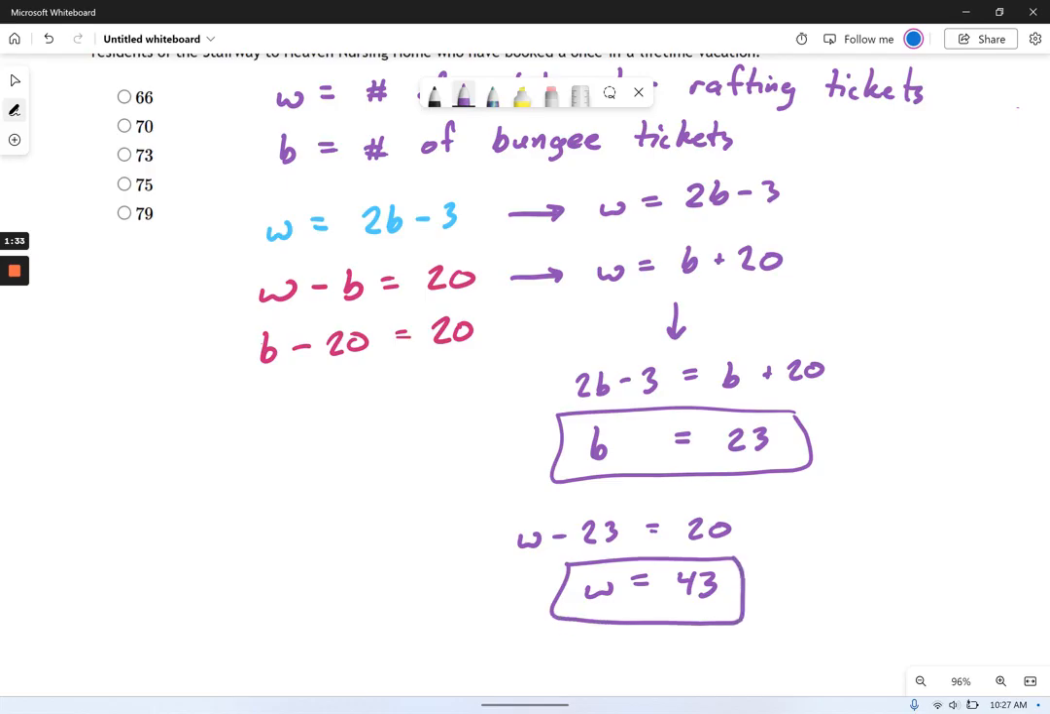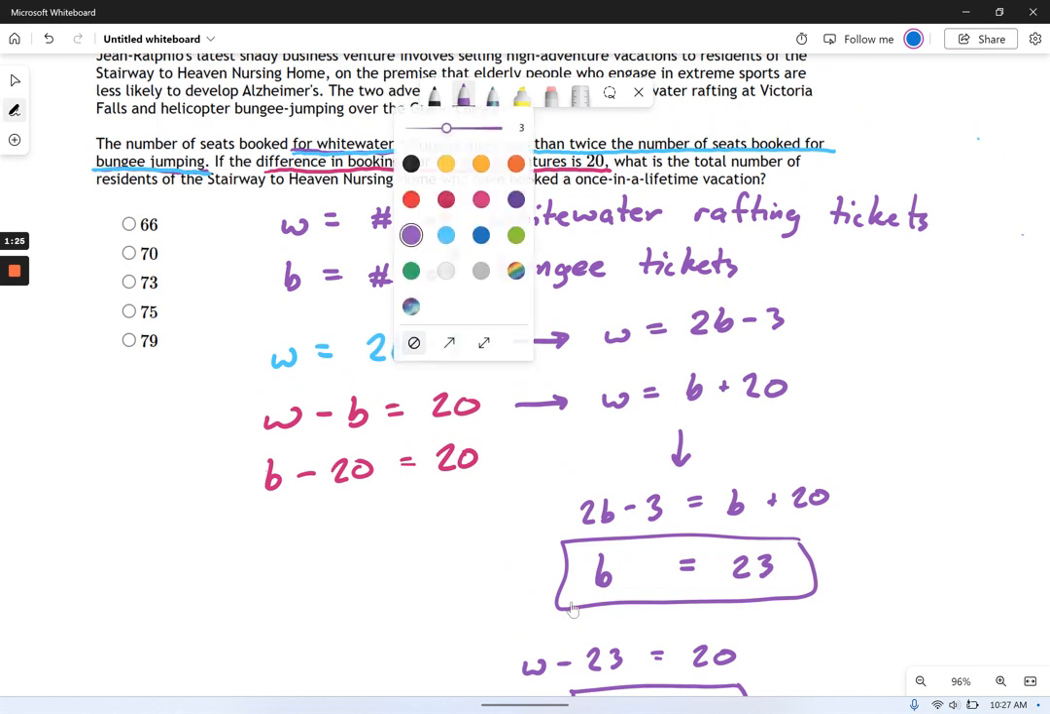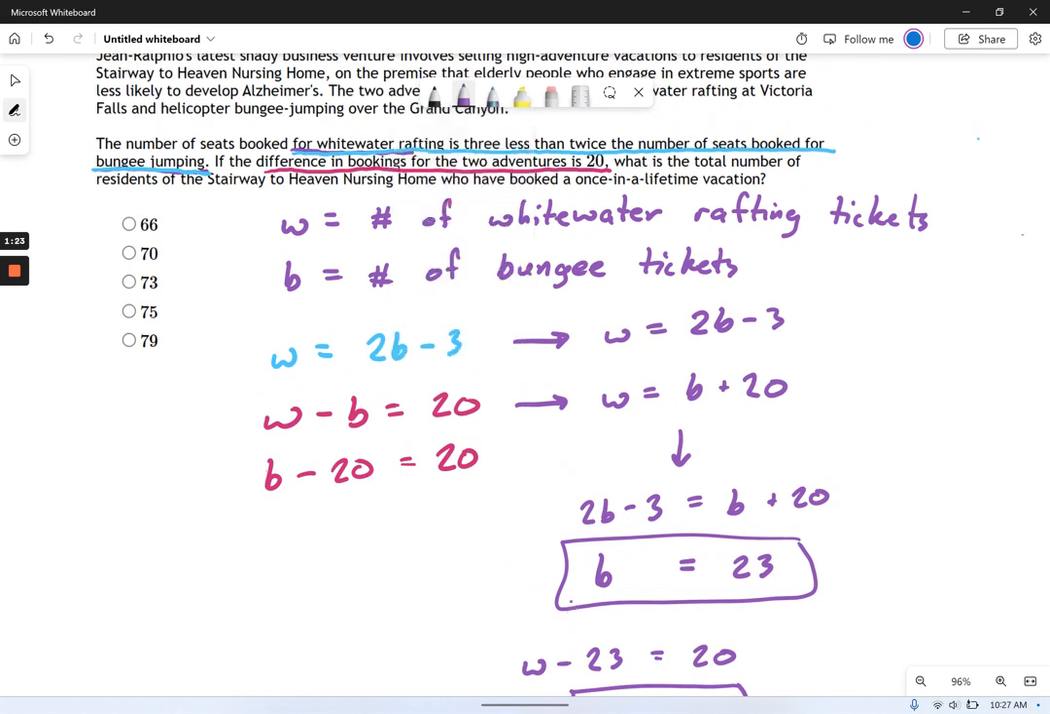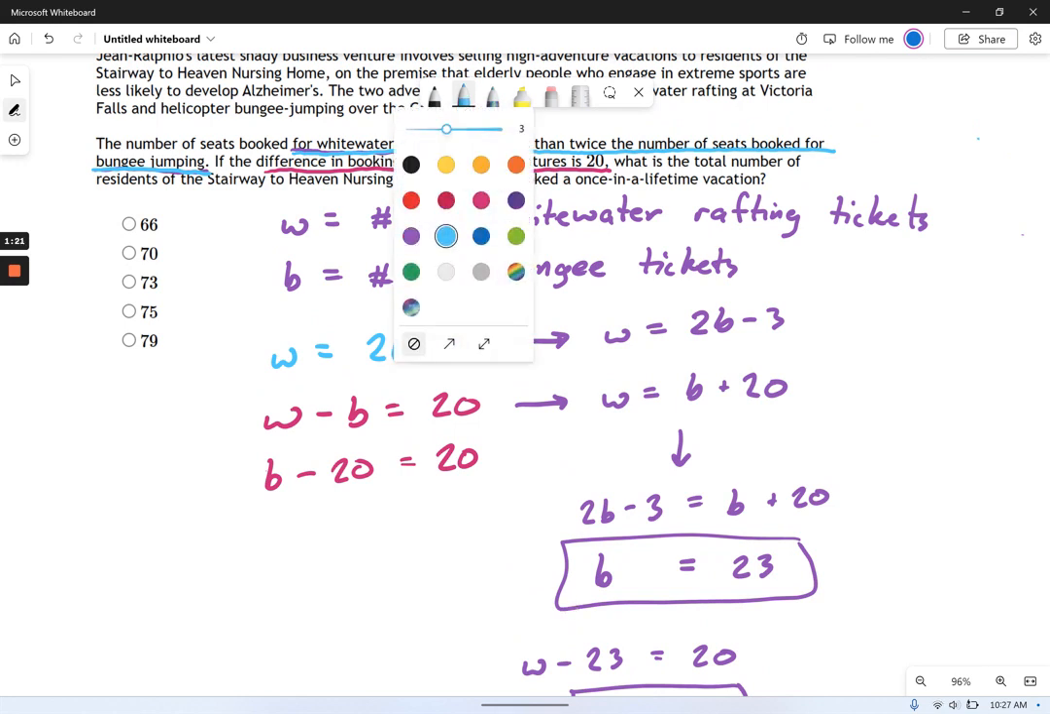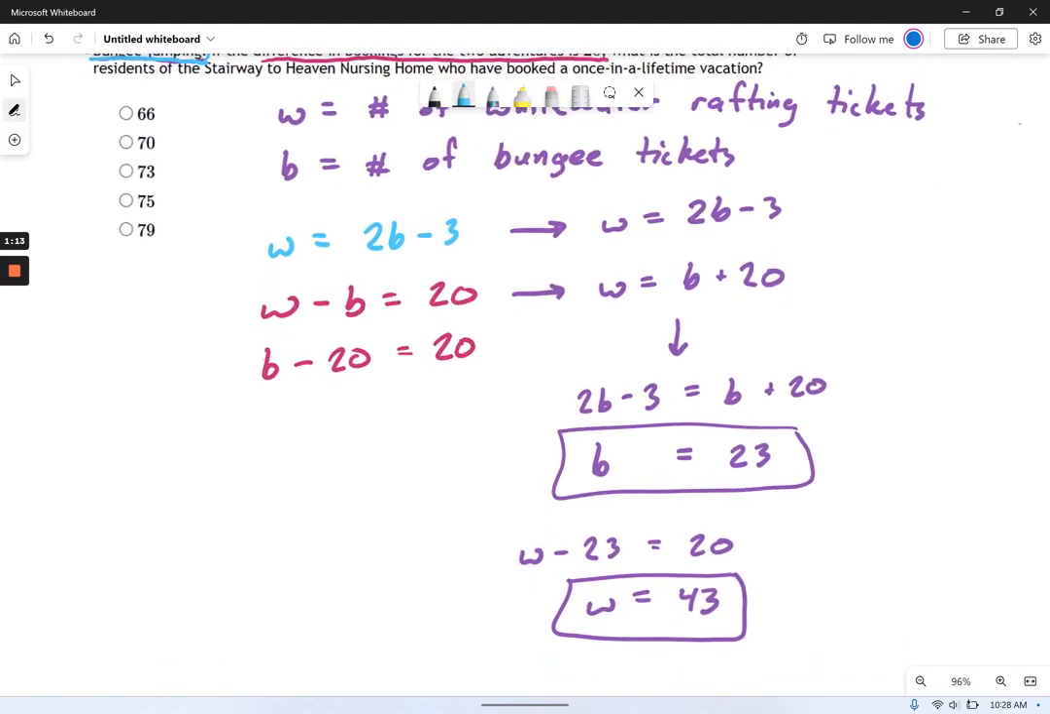Now, there was some guesswork over there, like which one of these things is right? I'm not quite sure. Here's a great way to check. Remember that information. See what I've highlighted in blue right here? Let's go back and look at that one again and just double check our numbers. The number for whitewater rafting is 3 less than twice the number of seats for bungee jumping. Okay, is that true? Well, twice the number of seats of bungee jumping is 46. 3 less than that is 43.